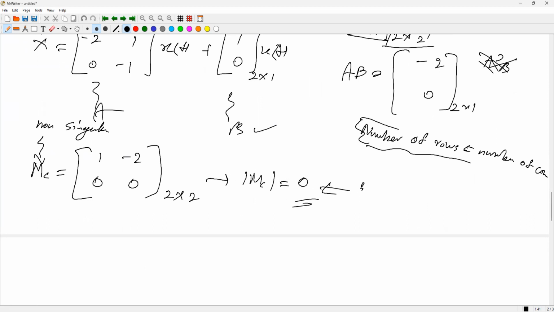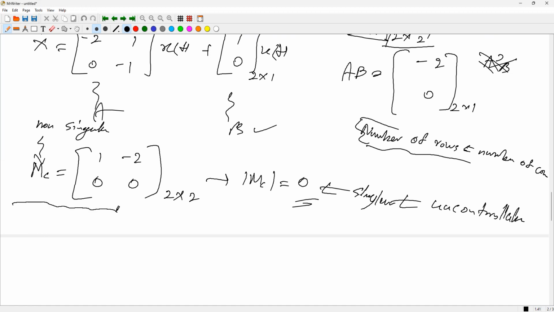This is singular. Singular means this is uncontrollable. Uncontrollable means it should be unstable. We can't make the system stable using control. So it is unstable.